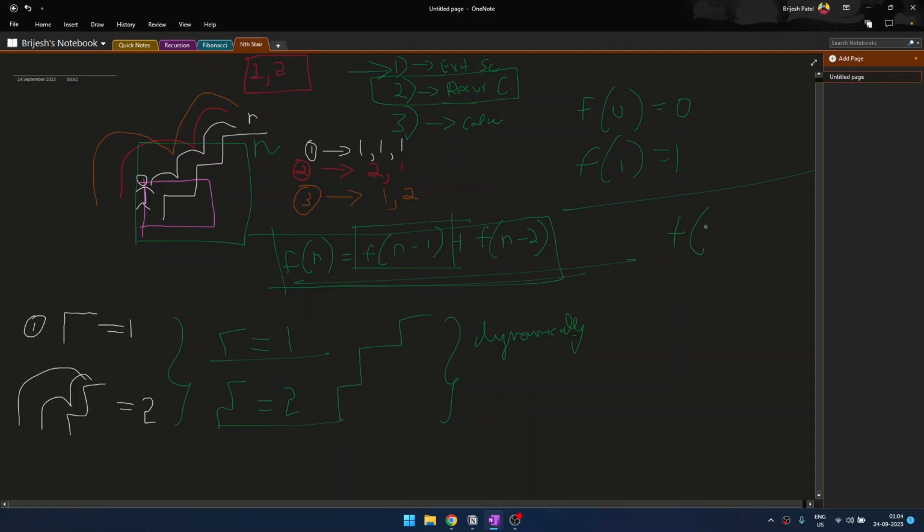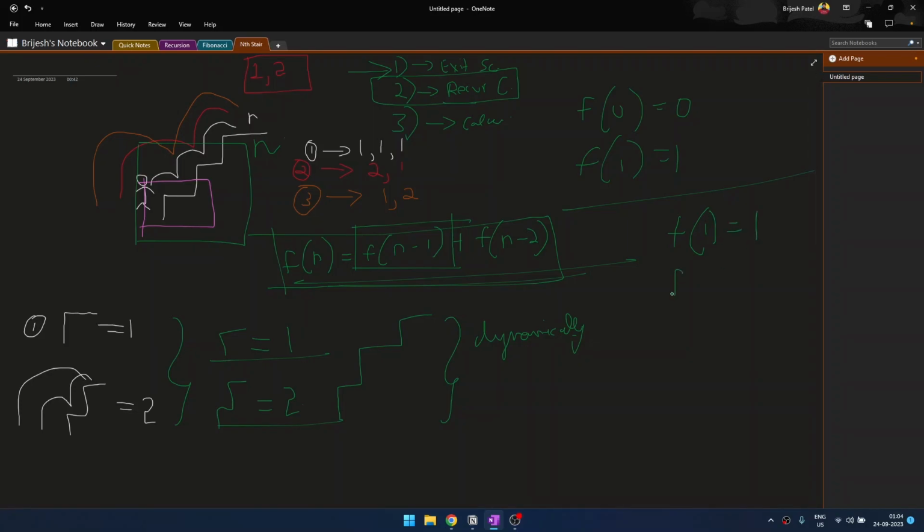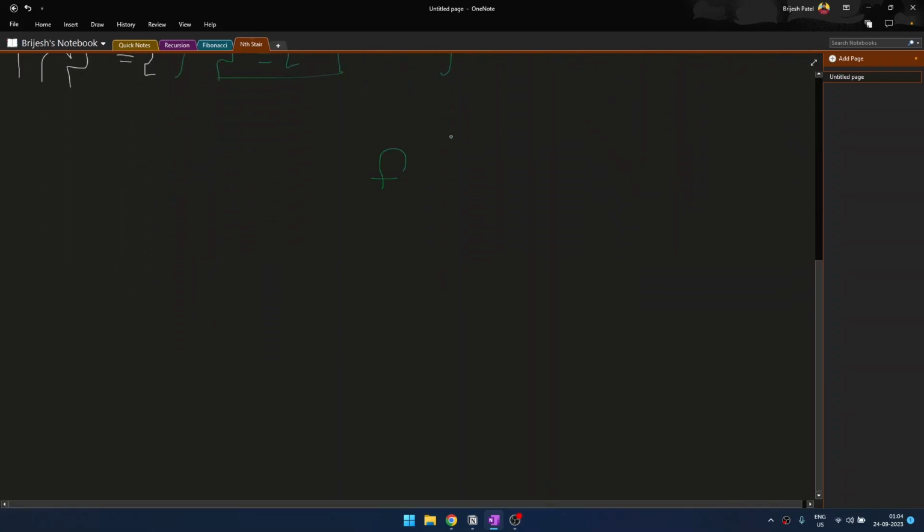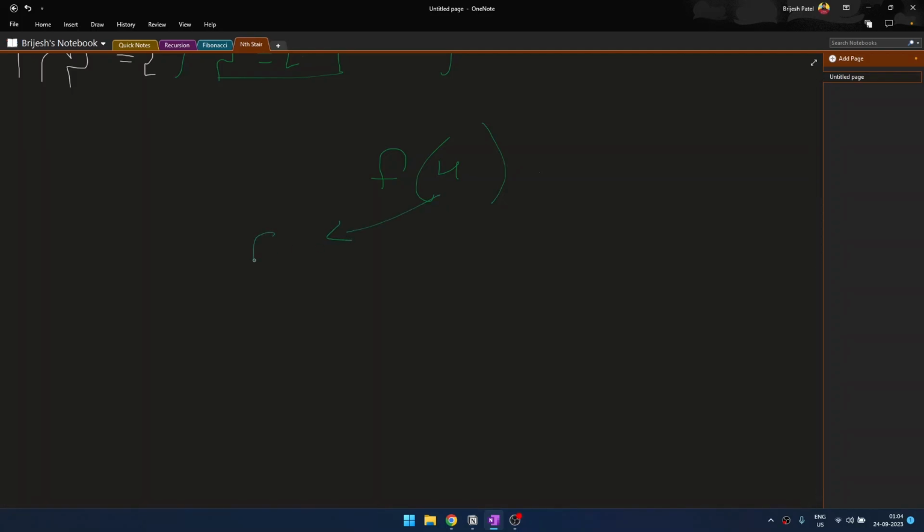We will have the base case as f of 1 will be 1 and f of 2 will be 2, right? So suppose you want to calculate for f of 4. Here the first thing you'll do is calculate for f of 3, that is n minus 1, and then you would calculate for f of 2. Sorry, f of n minus 2, 4 minus 2, right, 2, right?